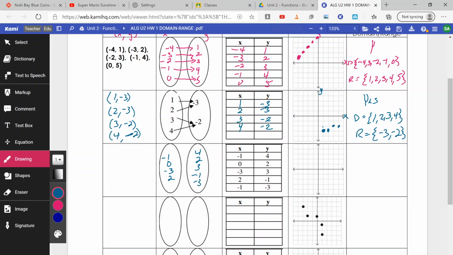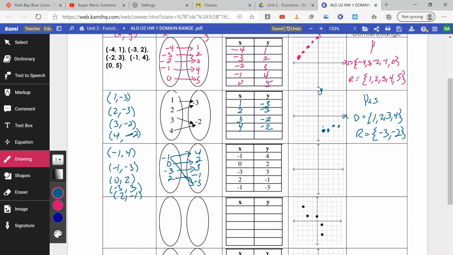And I'm going to draw arrows. -1 goes to 4. 0 goes to 2. -3 goes to 3. 2 goes to -1. -1 goes to -3, so I will draw an arrow down here to -3. So I'm going to list the ordered pairs: -1, 4, and it also is -1, -3, 0, 2, -3, 3, and 2, -1.